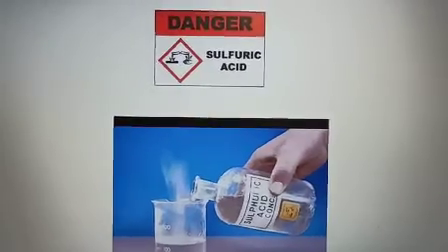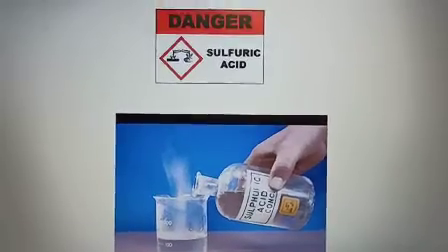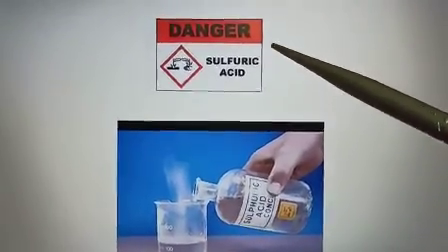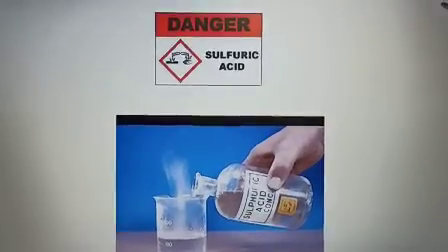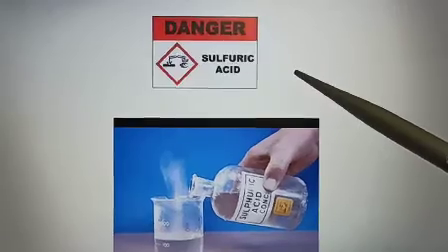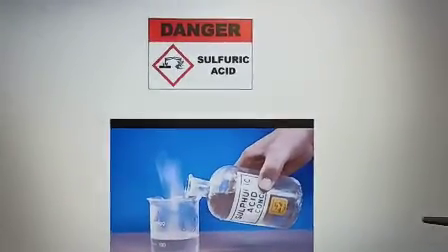When you go in the lab, you will find that wherever concentrated acid is kept, there is a danger sign on the bottle. This type of question is also sometimes asked: what type of sign do you find on the bottle of concentrated acid? So these are the danger signs, you can remember them.